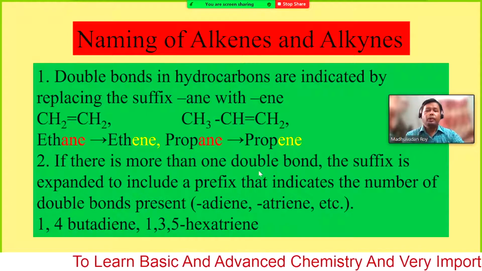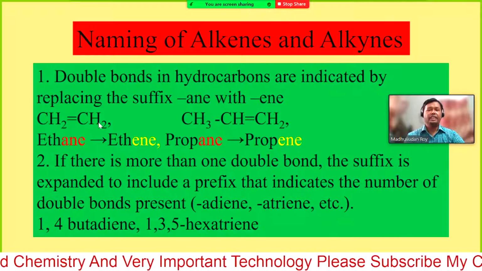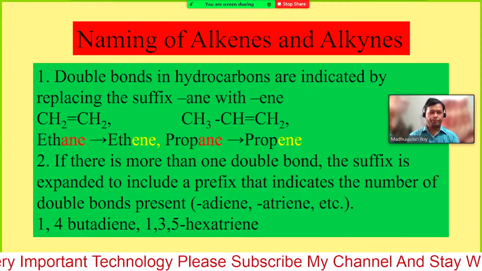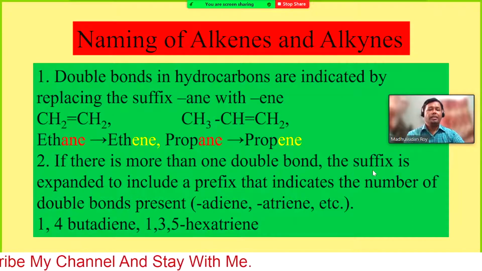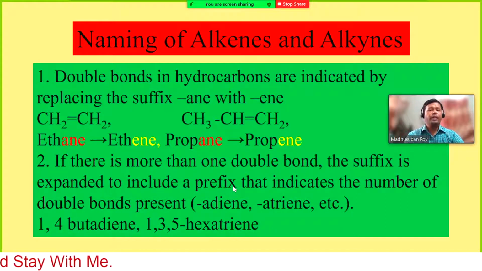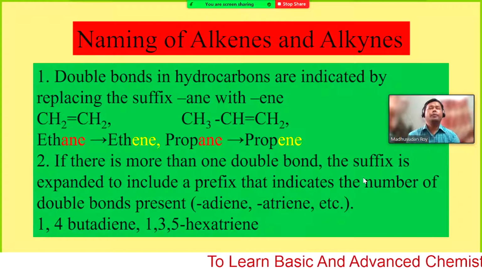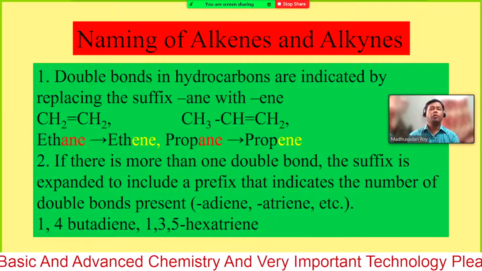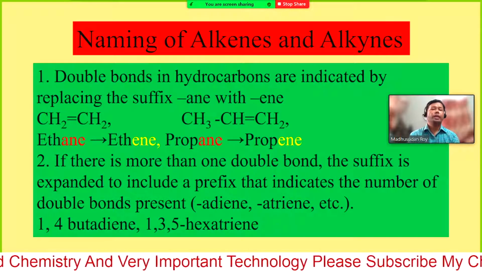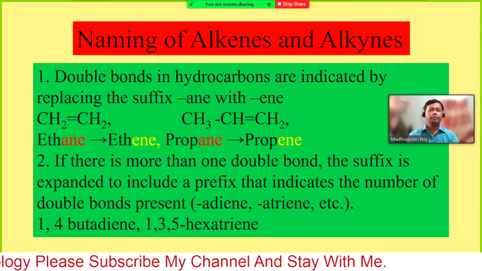So if there is more than one double bond in an unsaturated compound, especially for alkenes, it can have 2, 3, 4, how many, doesn't matter. If you have more than one double bond, the suffix is expanded to include a prefix. Suffix means what comes later, and prefix what comes first. If you consider my name, Madhusudan Roy, the first name Madhusudan is the prefix, and Roy, my family name, is the suffix.